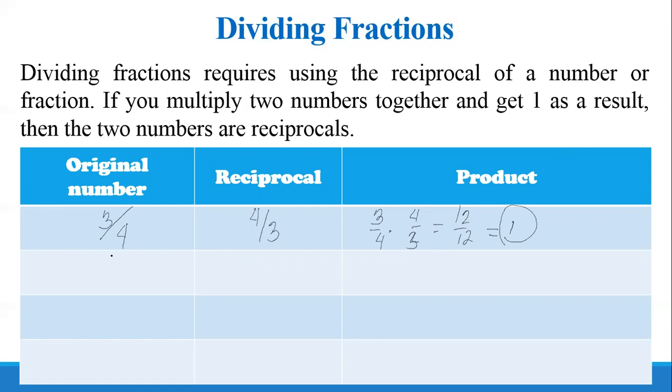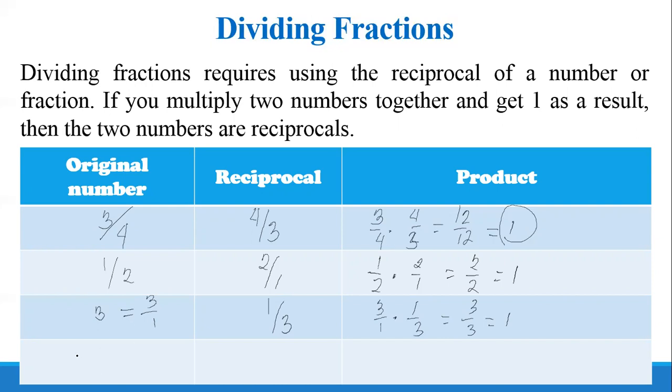Here's another one: 1/2. What is the reciprocal of 1/2? It is 2/1. Multiply them again: 1/2 times 2/1 is 2/2, or 1. So these numbers are reciprocals. It can also be the whole number 3. What is the denominator of the whole number 3? It is 1, so it is just omitted. The reciprocal of 3 is 1/3. When we multiply these numbers, we get the product of 1, so these numbers are reciprocals.